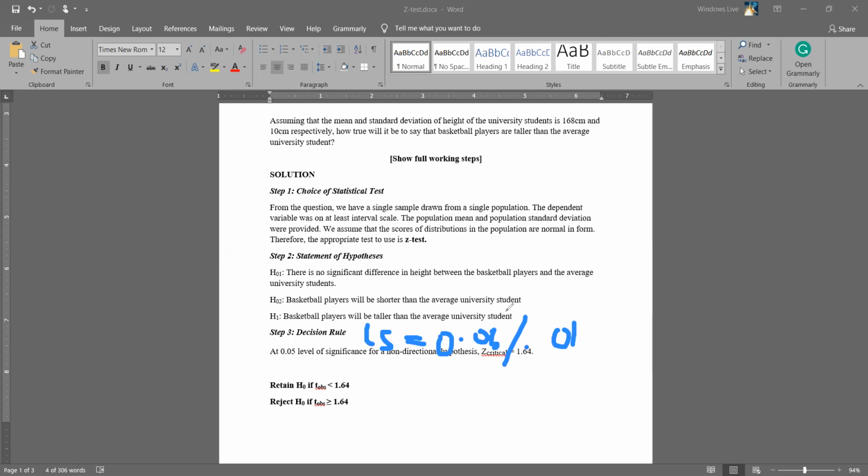So you ask yourself, within this question, are we supposed to use 0.05 or 0.01? They didn't highlight it. They were silent about the level of significance you are supposed to use. Hence, whenever they don't tell you the level of significance to use in the question, always use the 0.05 level of significance.